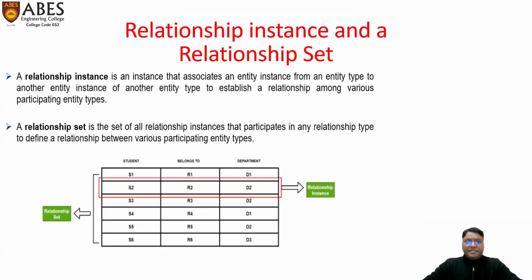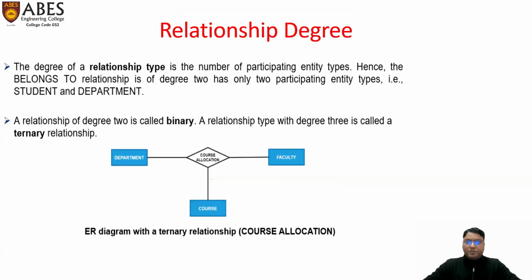You can easily see that. Relationship instance and relationship set. A relationship instance is an instance that associates an entity instance from one entity type to another entity instance of another entity type to establish a relationship among various participating entity types. A relationship set is the set of all relationship instances that participate in a relationship type to define a relationship between participating entity types. So in the given diagram, you can see the relationship set and relationship instance. Both the things are given in the diagram.